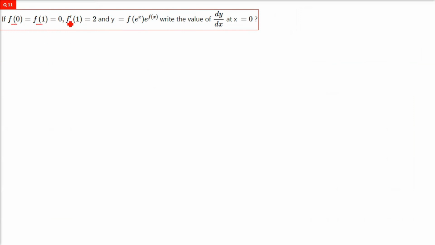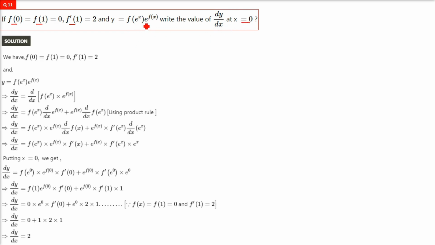f(0) and f(1) are given, f'(-1) is also given, which is 2, and y is of course this function, and we have to find dy/dx at x equals 0. So we'll do the dy/dx and then accordingly we'll put values, and these values which are given will ultimately give us the solution. We have to put x equals 0 as the question is directing us.